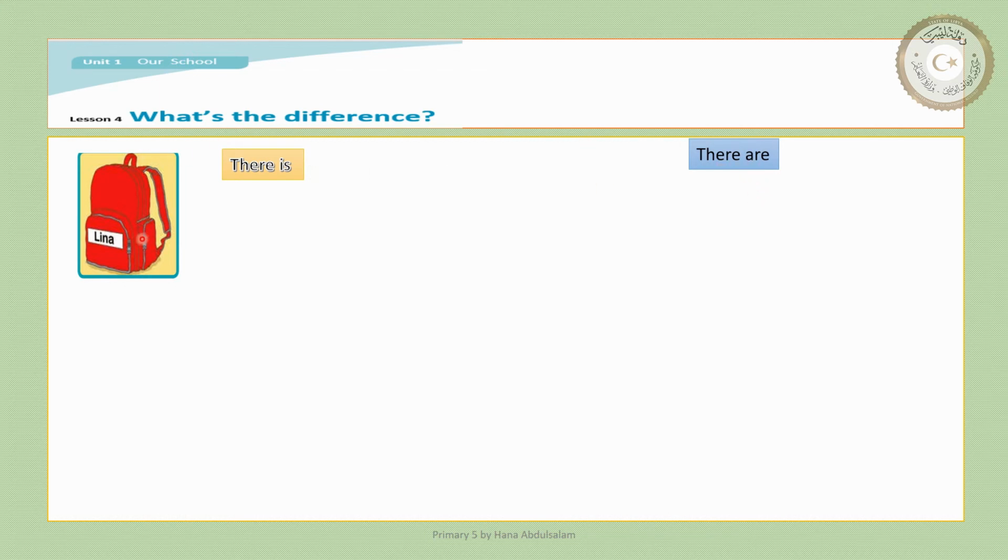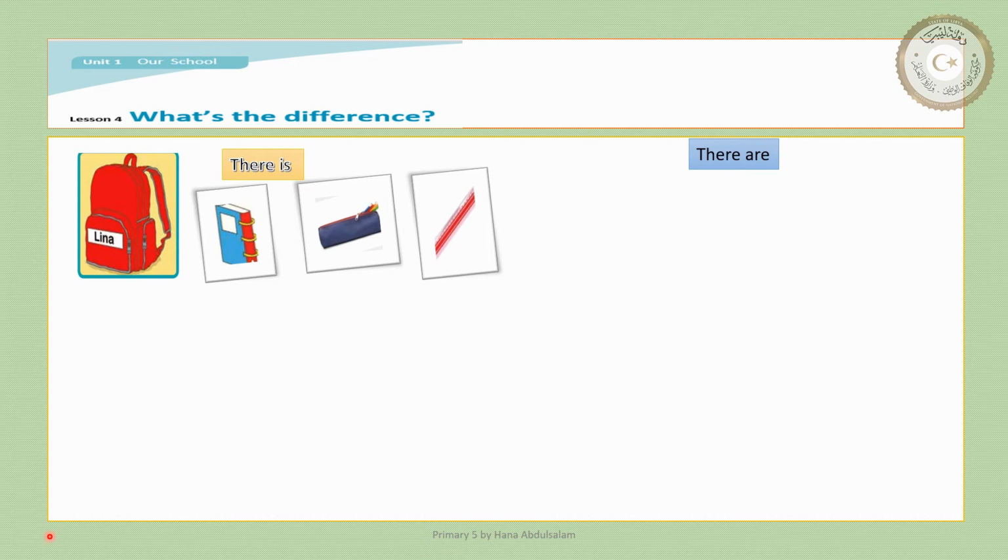Do you still remember our question? What is it in the bag? What is it in Lena's bag? Okay, there is a notebook. What is it in Lena's bag? It is a pencil case. Okay, a ruler. What is it in Lena's bag? Okay, a pencil sharpener. So now we can use with them there is.